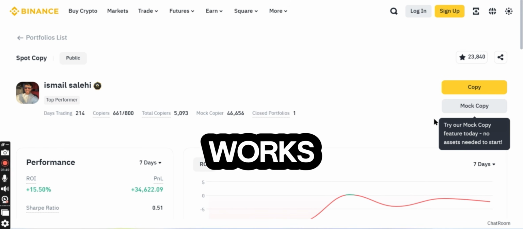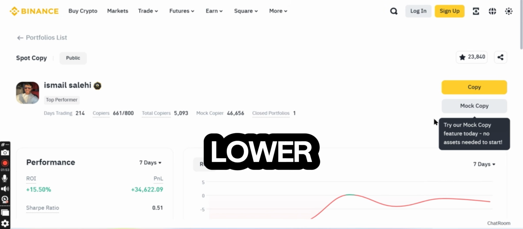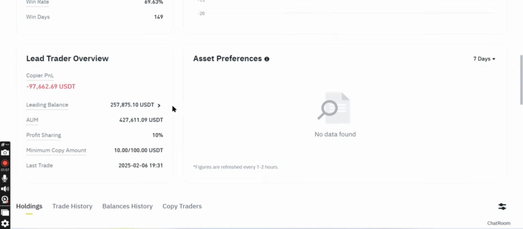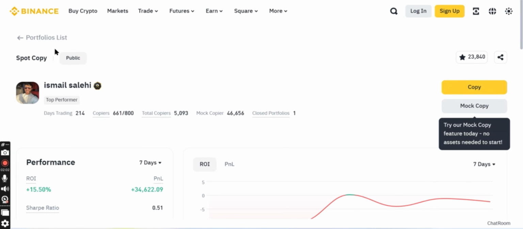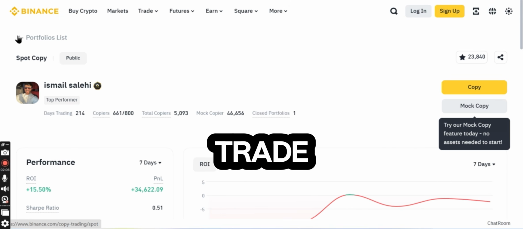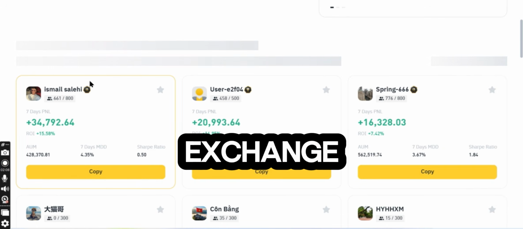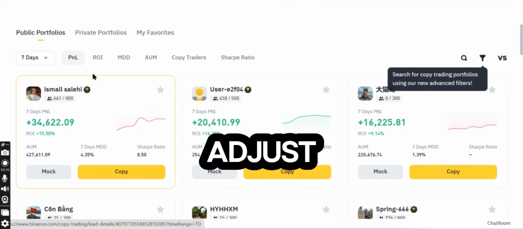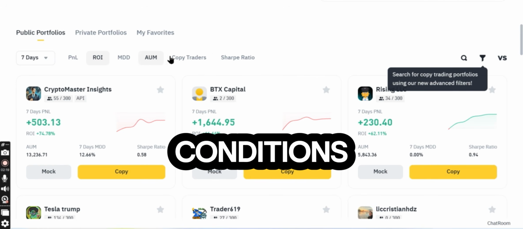How grid trading works. Set price range. Define the upper and lower price limits for the grid. Choose number of grid levels. Determine how many buy and sell orders to place within the range. Configure order size. Decide the amount allocated for each trade. Automate with a grid trading bot. Use exchange-provided or third-party trading bots. Monitor and adjust as needed. Optimize the grid to align with market conditions.